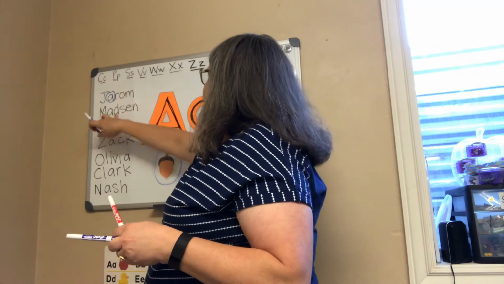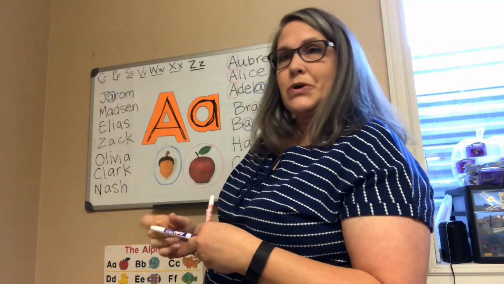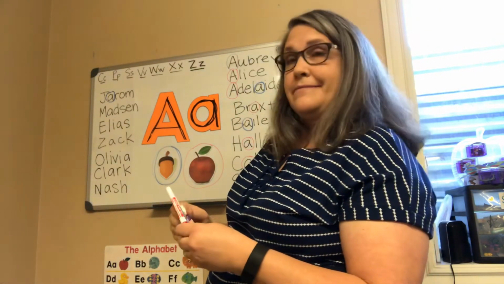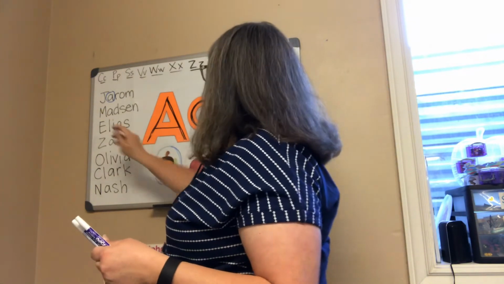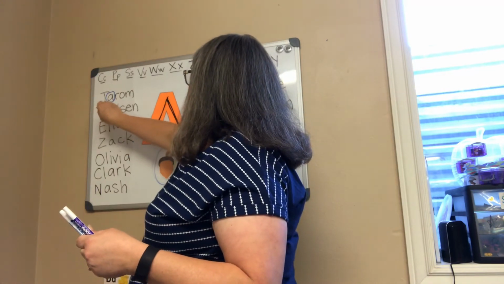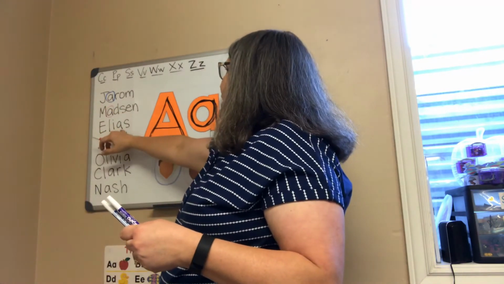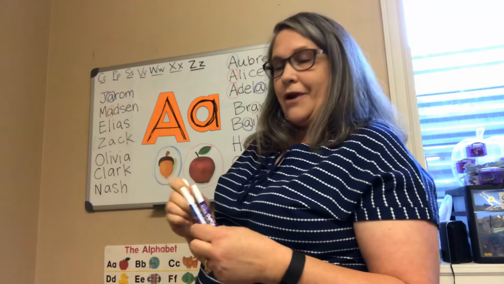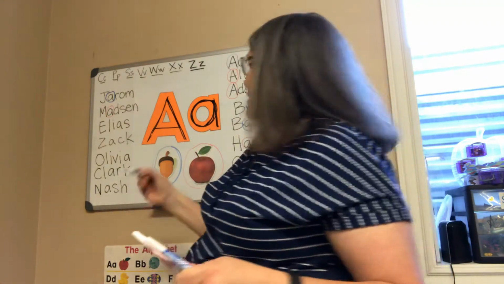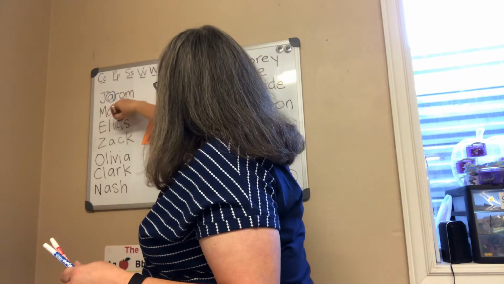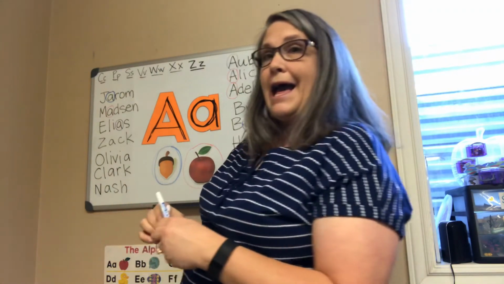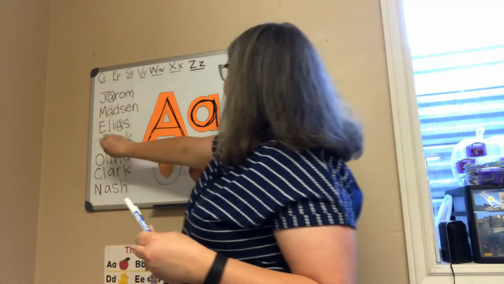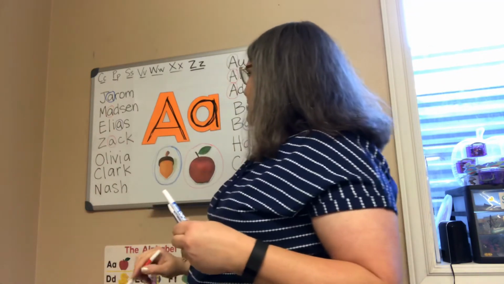Here's Madsen. Is it short or saying its name? It's short, just like the A in apple. Madsen is saying the short sound. How about Elias? Oh, there it is, copying the U sound again. So it's a tricky A. I'm going to circle it like that. How about Zach? Just like apple, Zach. He is the short sounded A.